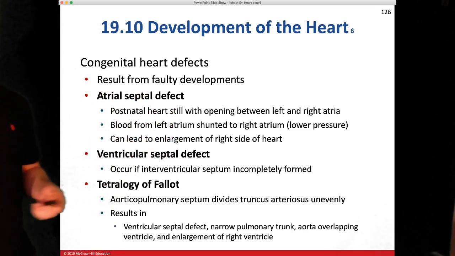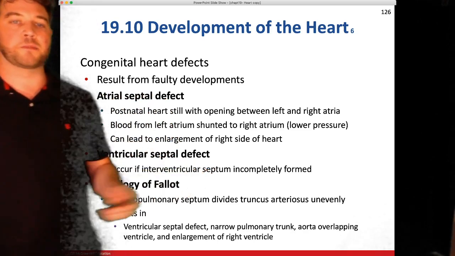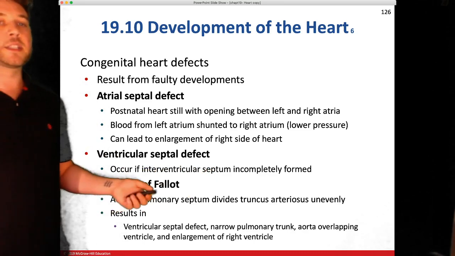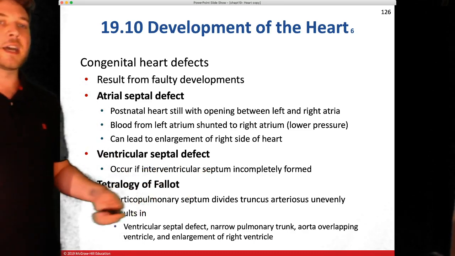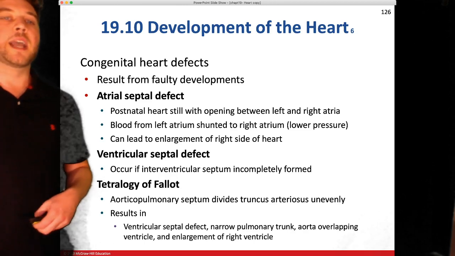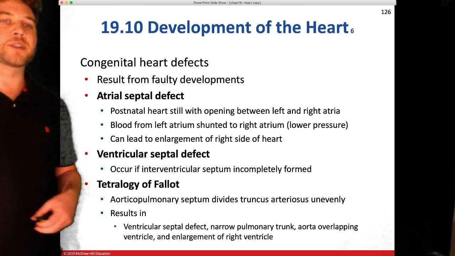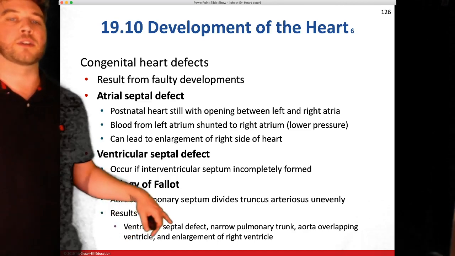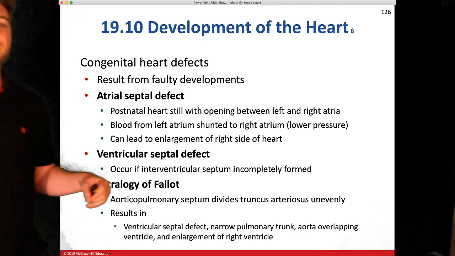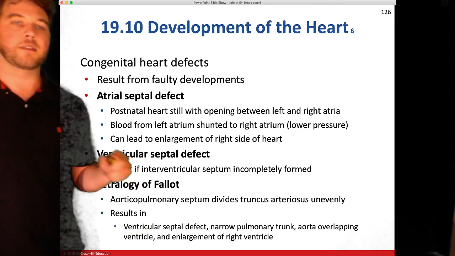Ventricular septal defect occurs if the interventricular septum is incompletely formed, and the tetralogy of Fallot is an aorticopulmonary septum dividing the truncus arteriosus unevenly, resulting in ventricular septal defects, narrow pulmonary trunks, aorta overlapping the ventricle, and enlargement of the right ventricle. And that's the whole chapter.